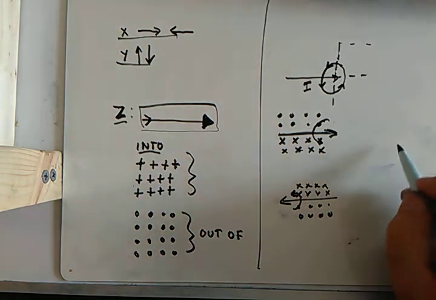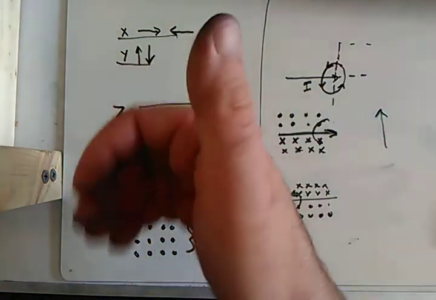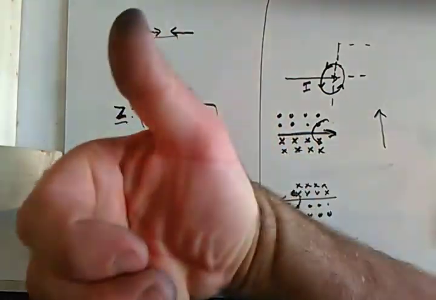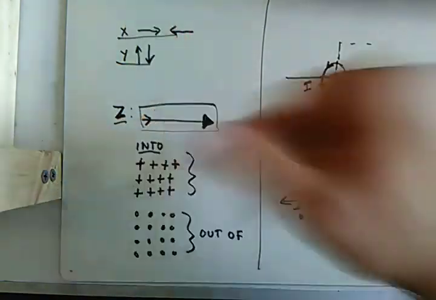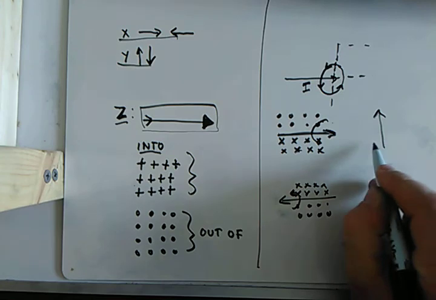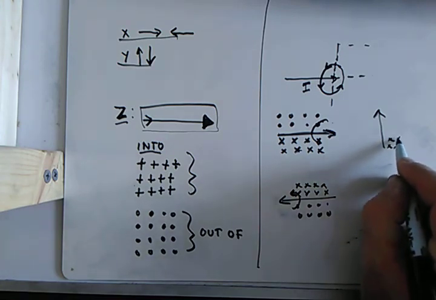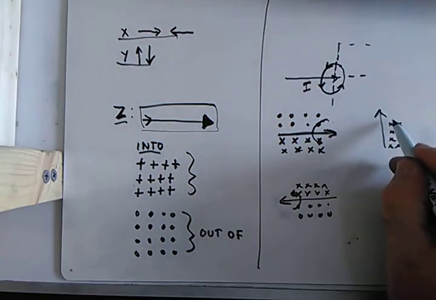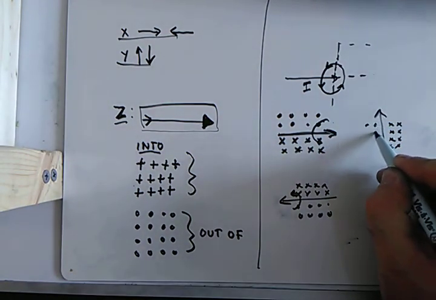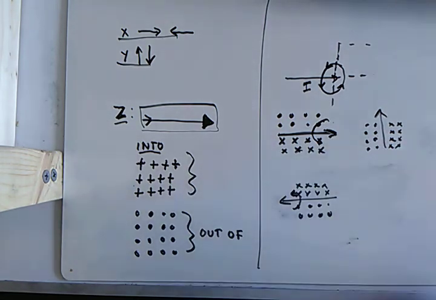Okay, I'll do one where the field is going up. So look, field's up. That means that the B field, the magnetic field, is going like this. So if it's going like this, this has to be the into side. Okay, into, and then it goes around and comes out of this side. Okay, the into, the out of. Okay, we'll let it sit there.